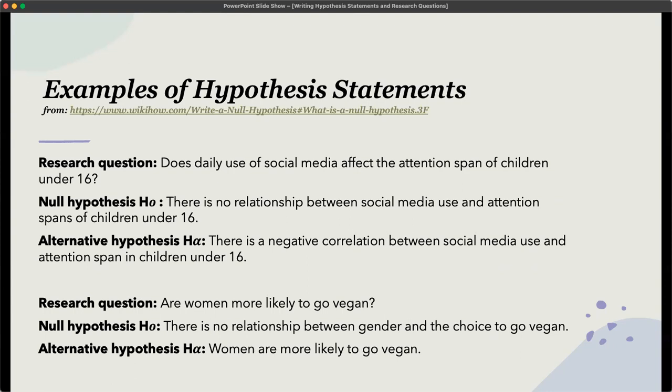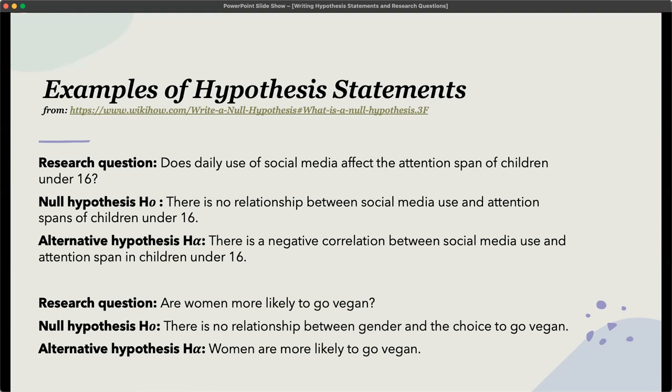Now, of course, we're going to ask this question based on the background information. Maybe other studies have suggested that this might be true. So the null hypothesis: there is no relationship between gender and the choice to go vegan, whereas the alternative hypothesis: women are more likely to go vegan.